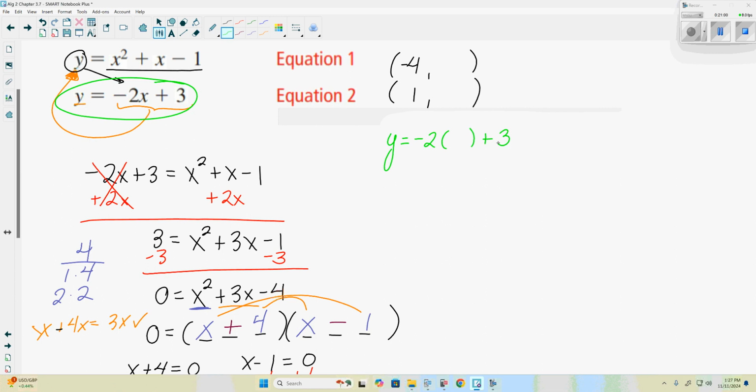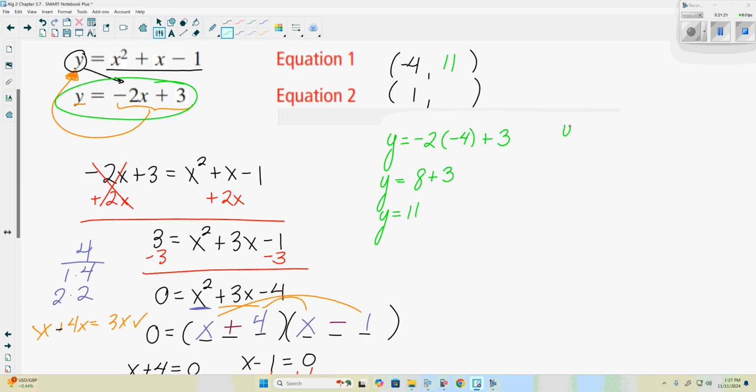Thank you. We'll plug the first x value, -4, in. Because we have y equals -2 times -4 plus 3. Well, -2 times -4 is going to be 8, and 8 plus 3 is 11. So it's telling us that one of the solutions for this here should be -4, 11.